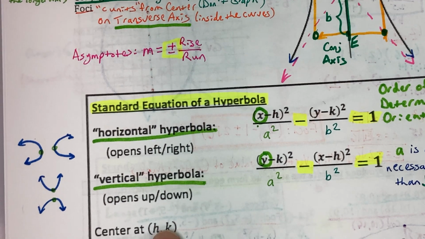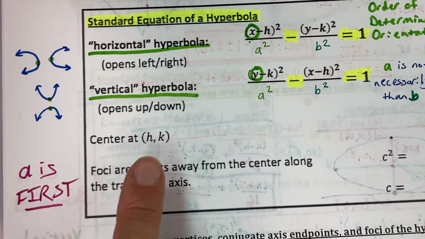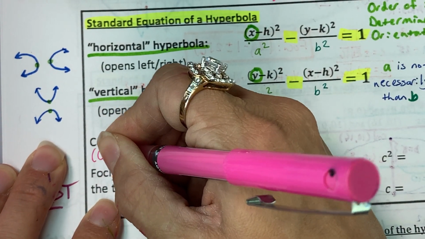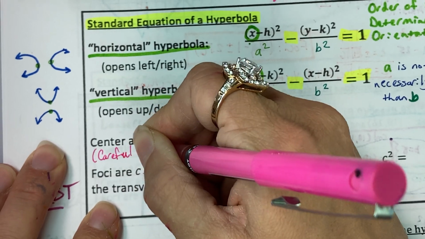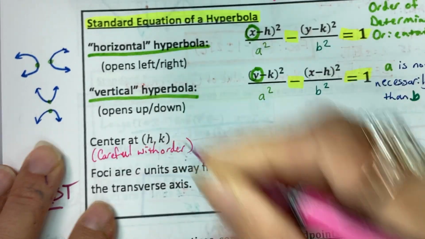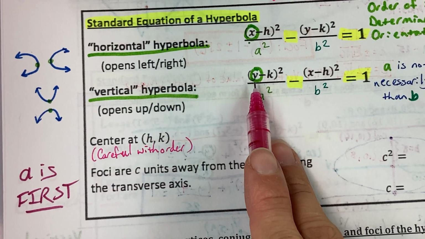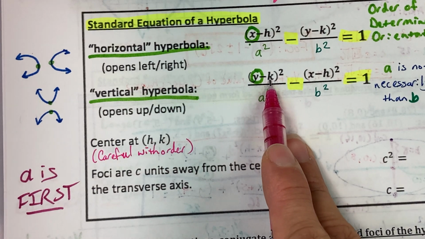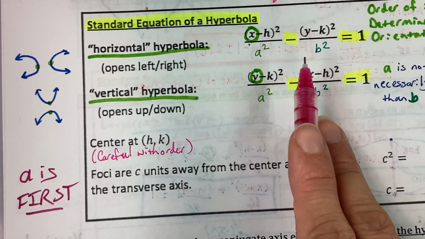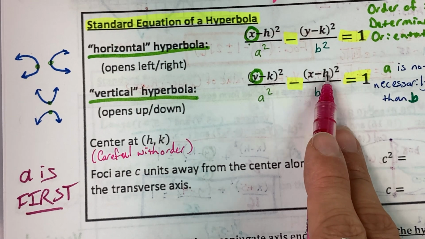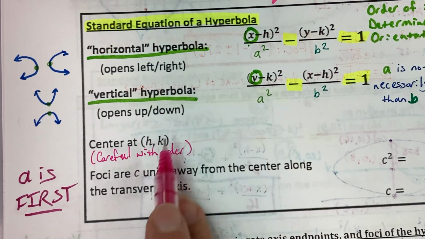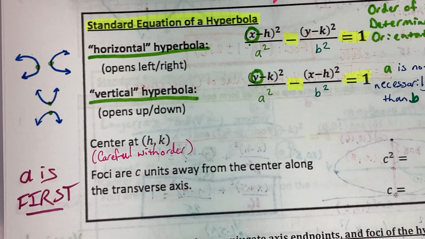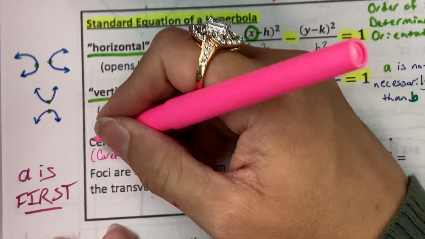All right, so as I mentioned before, our center is at (h, k), but the thing you have to be careful about is the order. So careful with order. Because in a vertical hyperbola, my y fraction is first, which means my k value is actually going to be stated first. But if this was negative 2 and this was negative 1, I would still state that coordinate as (1, 2). So it's still (h, k), even if the k value is stated first. So that's the only thing to really be careful of with your center.